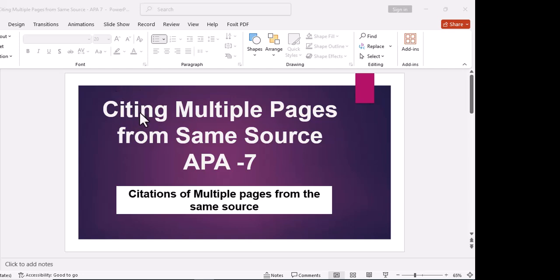So in this video, we look at how to cite multiple pages from the same source in APA 7. What we are looking at is how do we cite multiple pages from the same source in APA 7? Let us look at how we go about it.